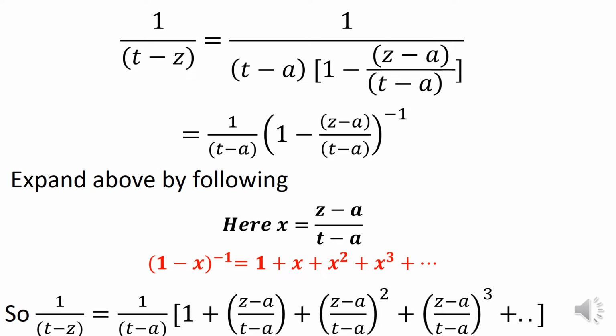The same thing I am writing here: (z minus a) divided by (t minus a). So replacing, 1 by (t minus z) will be equal to what? 1 by (t minus a), same thing here, right? So expanding this one, 1 by (t minus a) as such, 1 plus expansion of x. What is x? x is this one, (z minus a) divided by (t minus a), plus (z minus a) divided by (t minus a) the whole squared, and so on. In this way we can write the value of 1 by (t minus z).